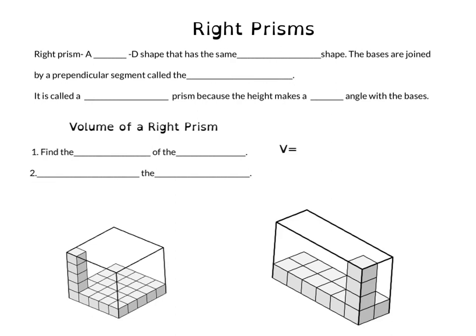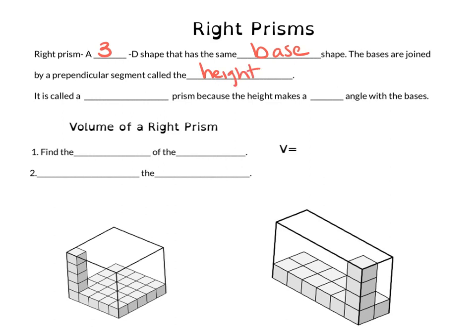Okay, today let's talk about right prisms. First off, let's define what a right prism is. A right prism is a 3D shape that has the same base shape. The bases are joined by a perpendicular segment called the height.